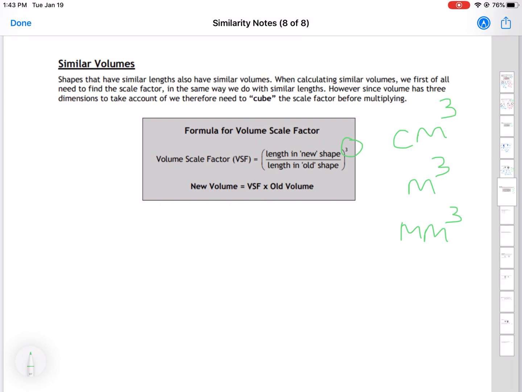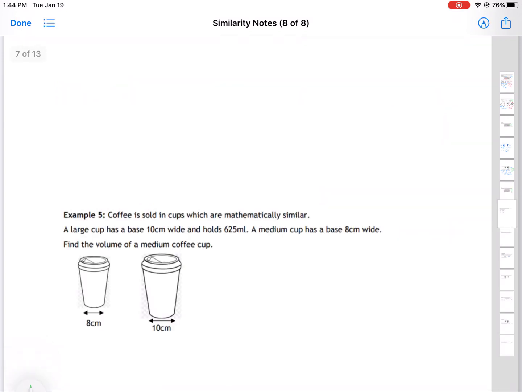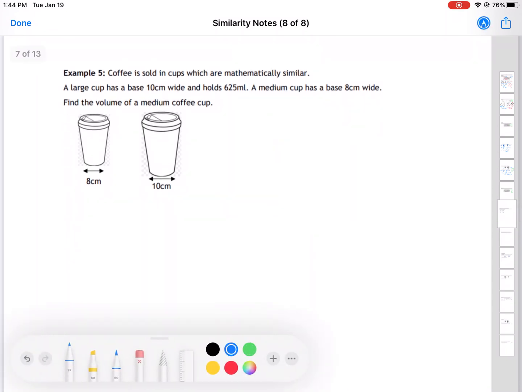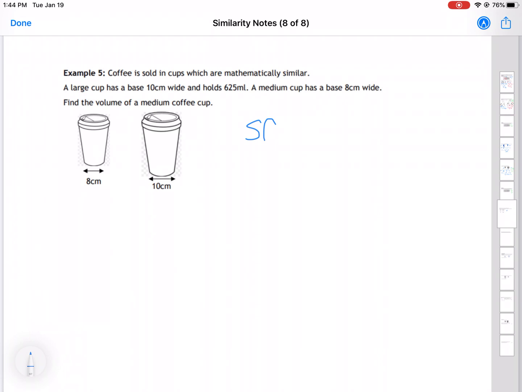Okay, so a couple of questions on this. Example 5, and again it starts off the same as before. So the scale factor is new over old. And in this question we've got to really read the question to decide what's going on here.